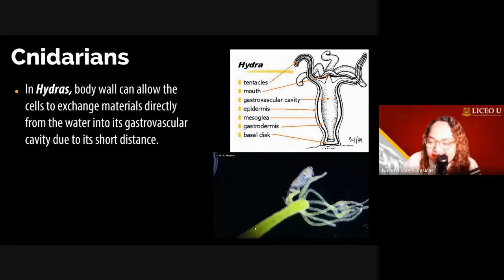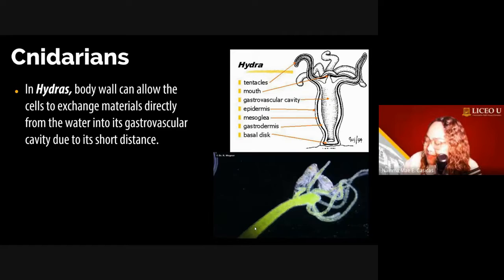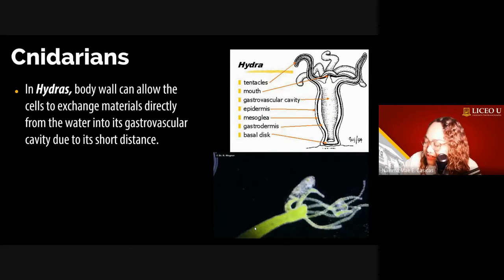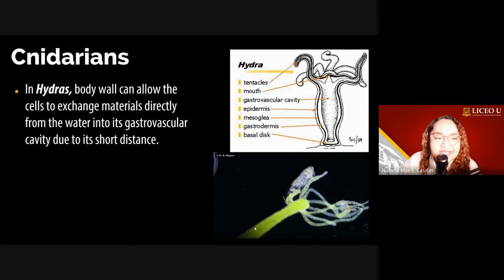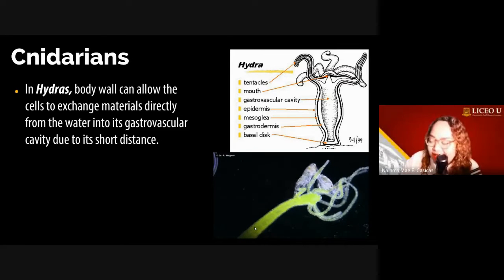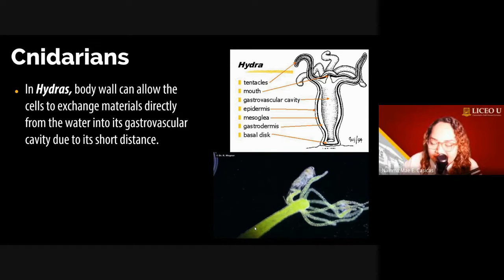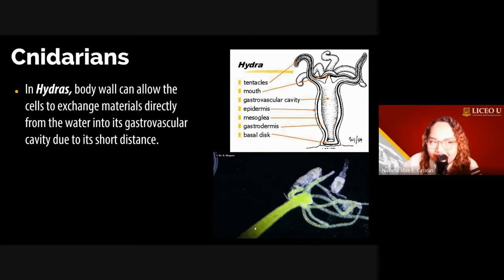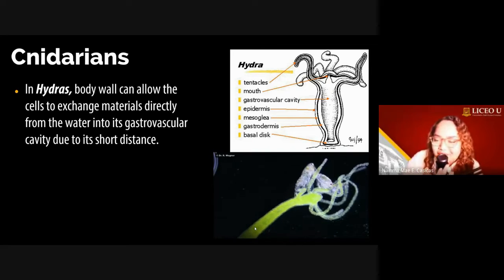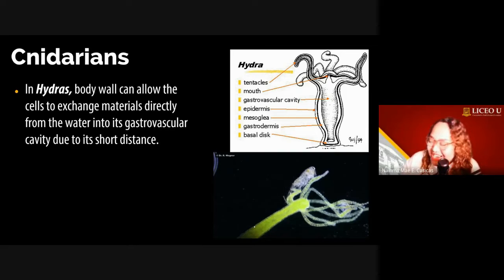So let's start with the cnidarians. Your cnidarians, just like your sponges, your jellyfish. For example, in hydras, you can find the hydras in water, by the way, in fresh bodies of fresh water.